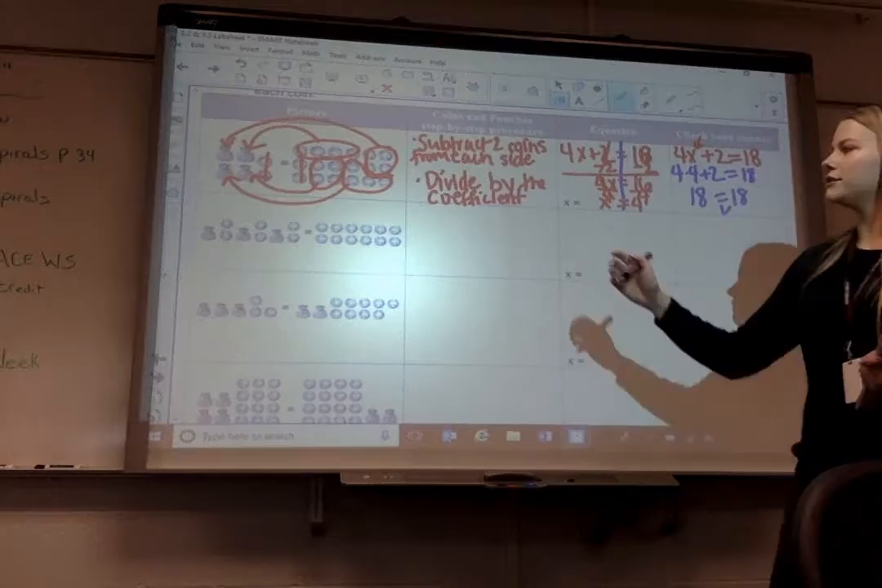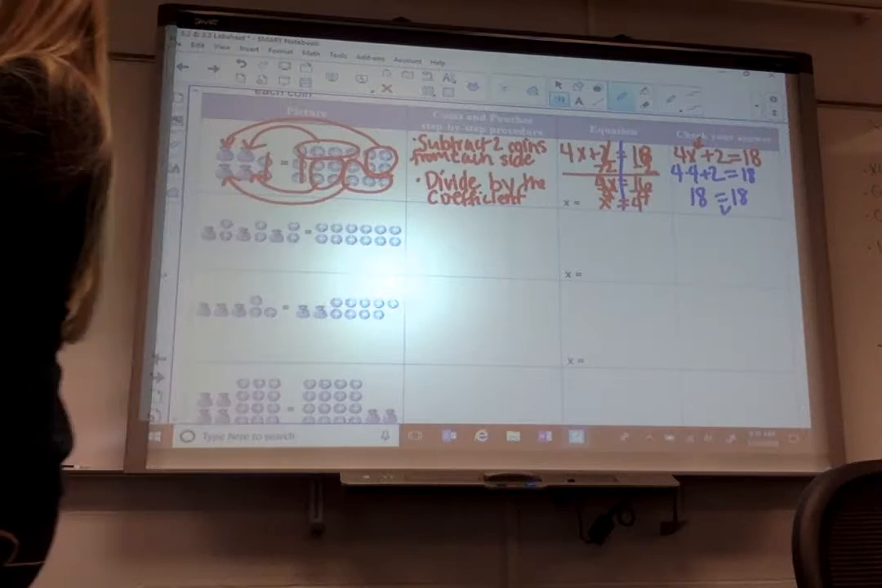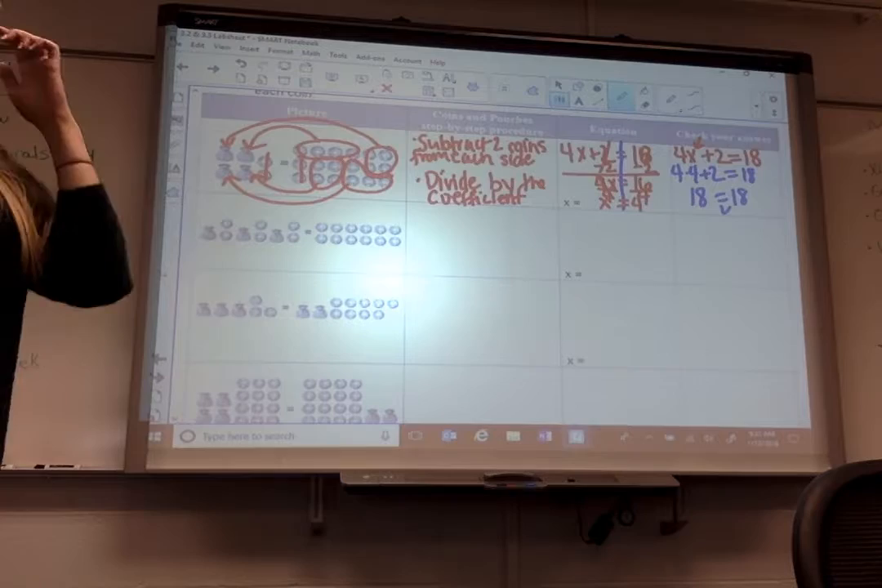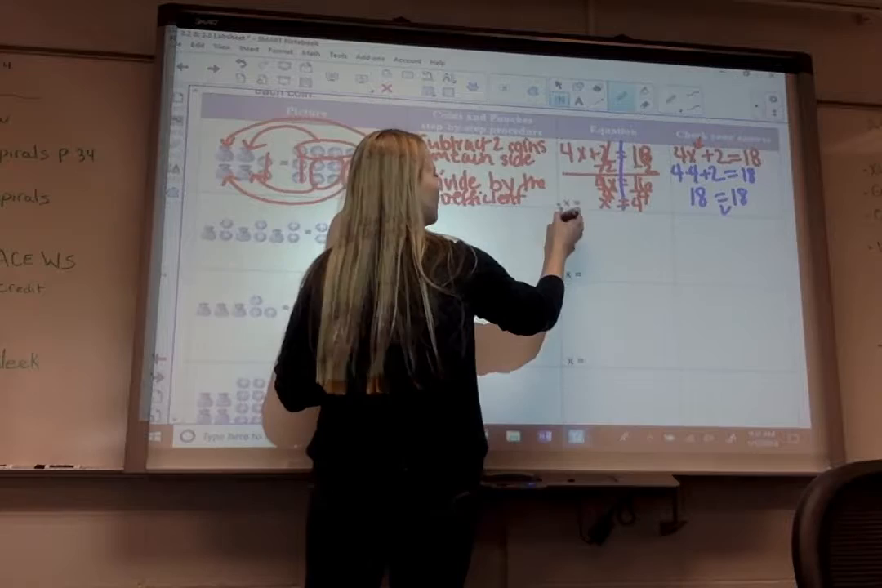Excellent. All right, go ahead and try number 2 on your own. I'll be walking around if you have any questions. First thing I want you guys to do is see where it says the word equation there. So you're going to skip a box and then write an equation right here. Step 1 would be doing our equation, and then we're going to move to step 2, writing the words.